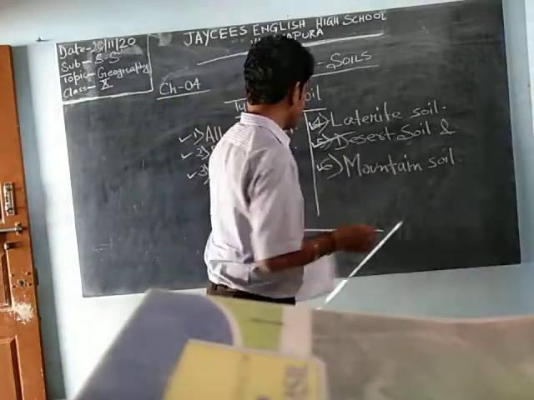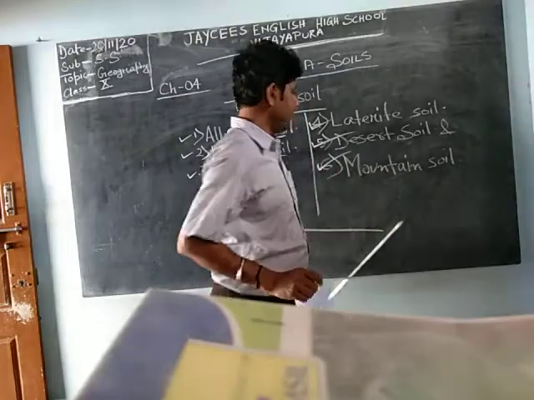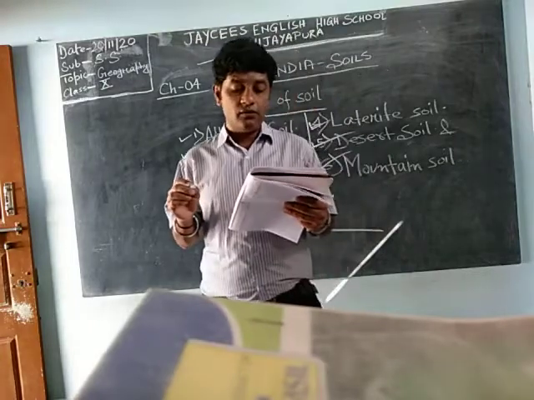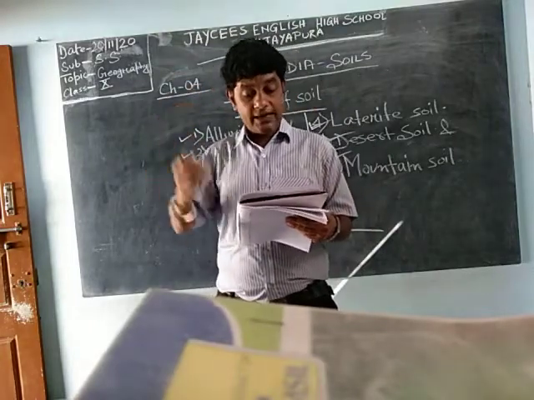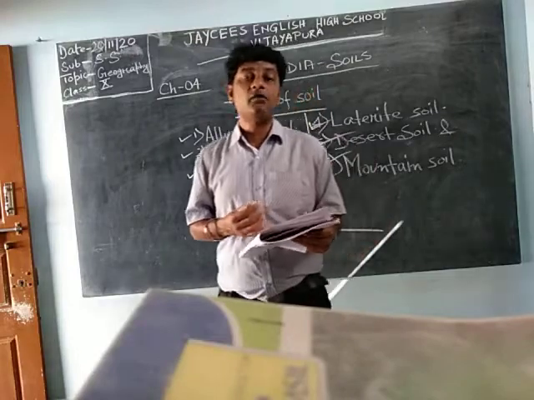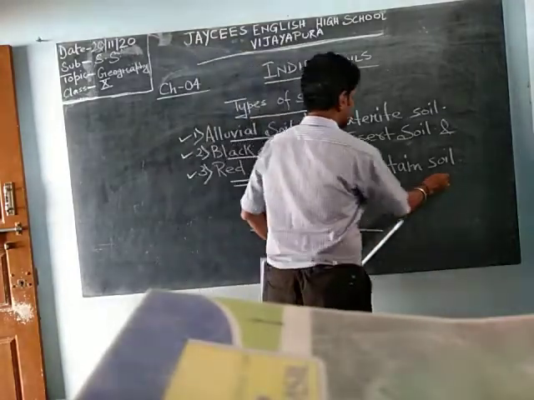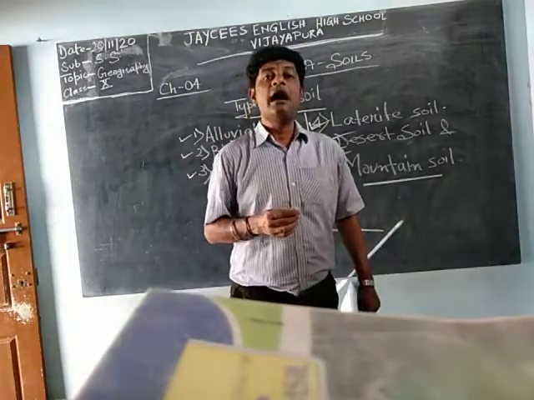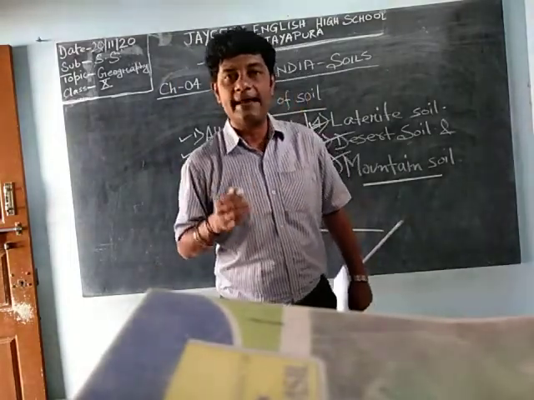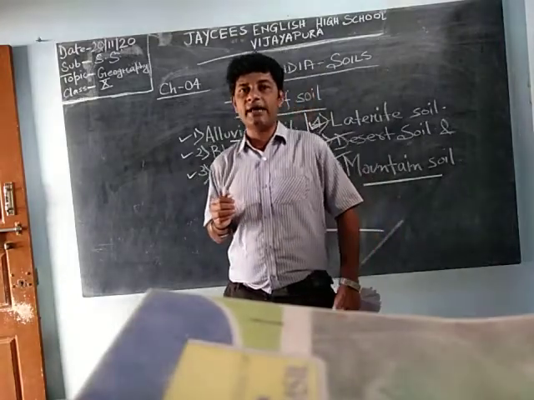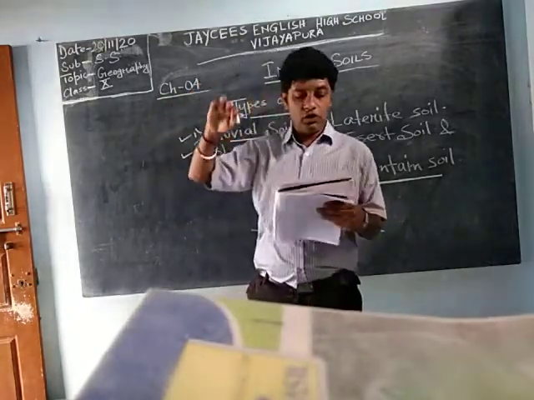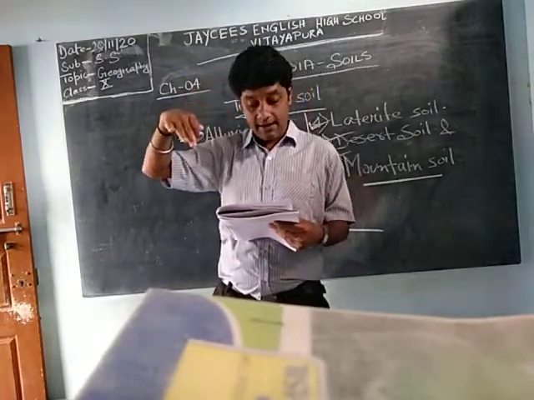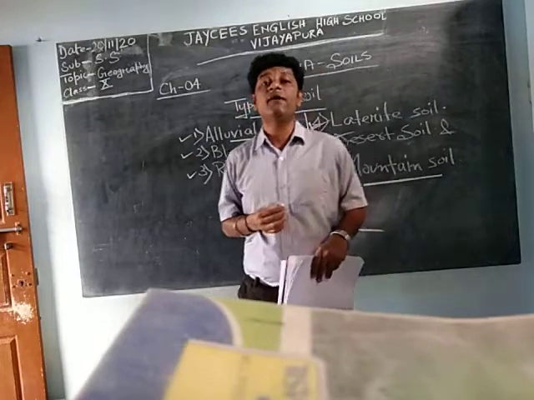Now coming to the last point, that is the mountain soil. So what is this mountain soil? These soils are mainly found on the slopes of mountains and hills covered by forest. With the name you can understand what type of soil this is. This type of soil is found in the mountains. Mountains are not plain lands or coastal areas; they have a slope.